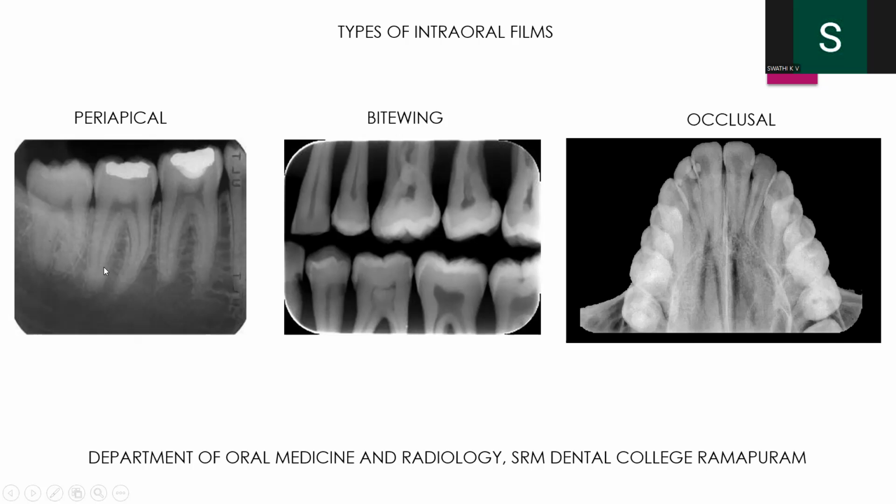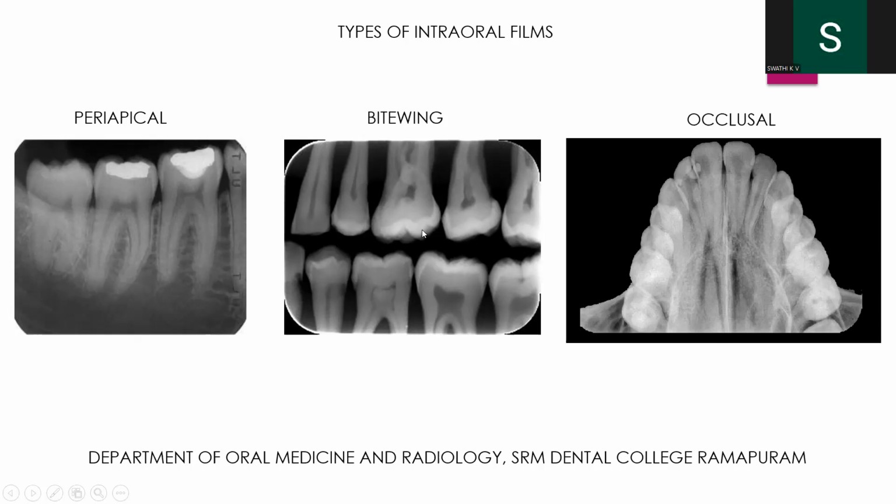So basic indication for an intraoral periapical film will be for imaging any dental caries lesion to see whether the dental caries is extending into the pulp and the periapical with periradicular tissues. Any kind of restorative treatment or root canal treatment. The basic baseline image will be periapical radiograph.